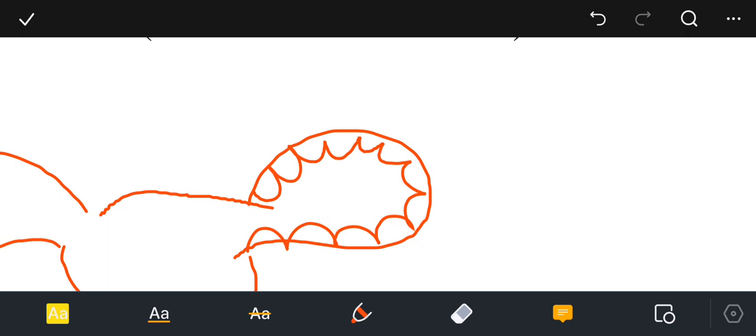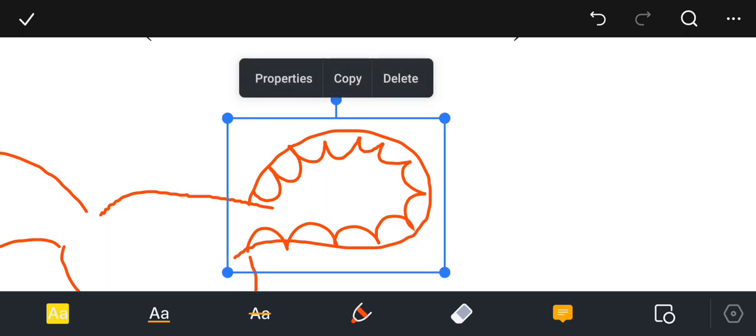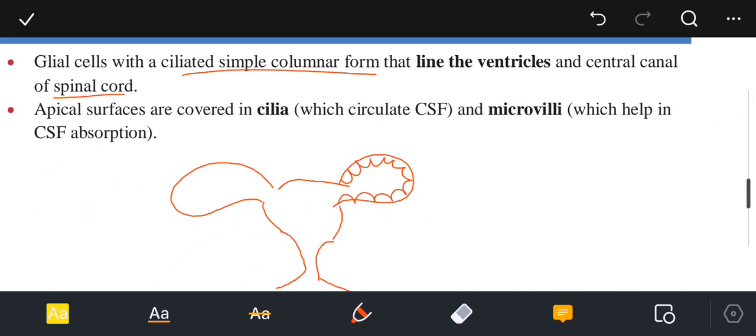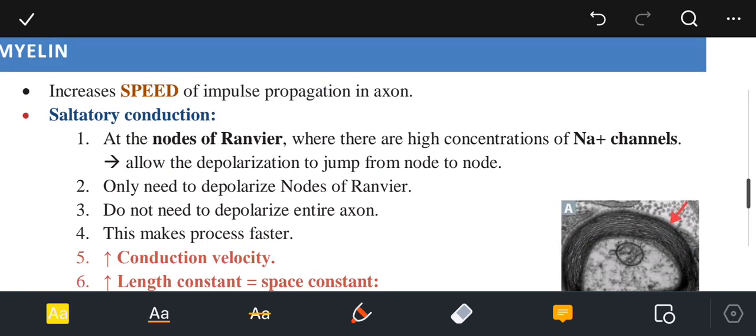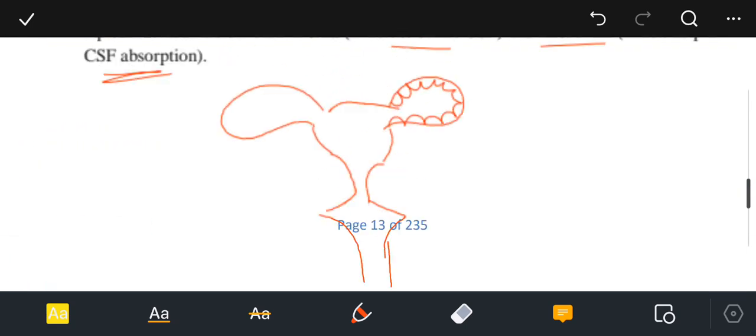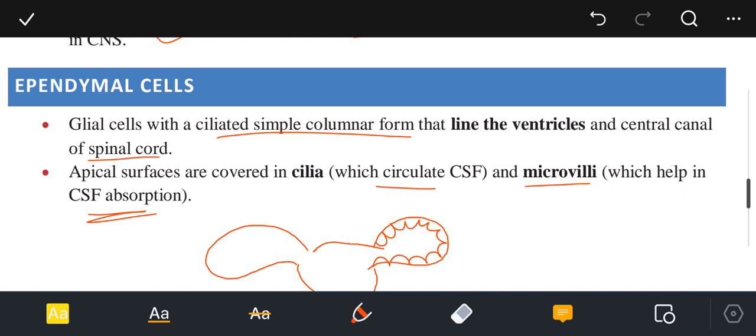Secondly, they secrete the cerebrospinal fluid. So let's see that. Their apical surfaces are covered by cilia which circulate the cerebrospinal fluid, and microvilli which help in the cerebrospinal fluid absorption. So the function of the ependymal cell is that their apical surfaces are covered by cilia, which help to circulate the cerebrospinal fluid, and microvilli, which help in the cerebrospinal fluid absorption.